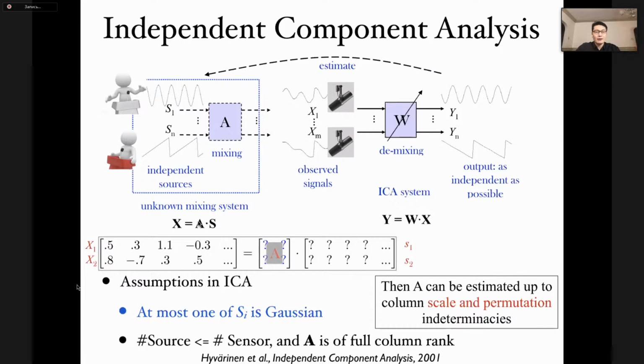What does it mean? First of all, we cannot recover the scale of A, because we can always exchange some factor between S and A. It's trivial. If you exchange some factor between A and S, you will not change the independence between the s_i's, the independent variables. And the second, we cannot determine the permutation. We cannot recover the permutation of the s_i's, because no matter how you permute them, they are always independent. Okay, so this is ICA.